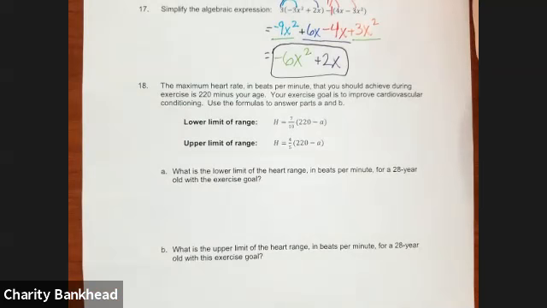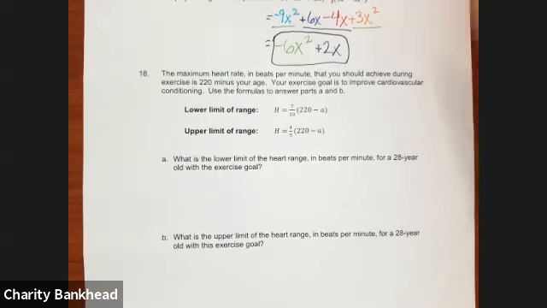Okay. All right, number 18 says the maximum heart rate in beats per minute that you should achieve during exercise is 220 minus your age. Your exercise goal is to improve cardiovascular conditioning. Use the formulas to answer parts A and B. All right, so the lower limit of the range is 7/10 times 220 minus your age, and the upper limit of the range is 4/5 times 220 minus your age.